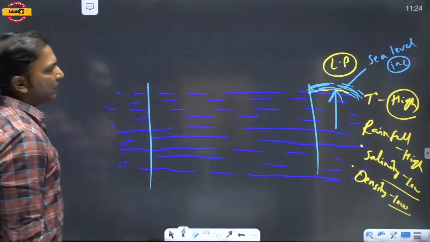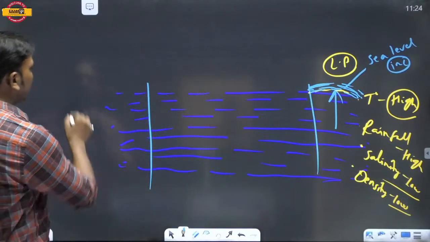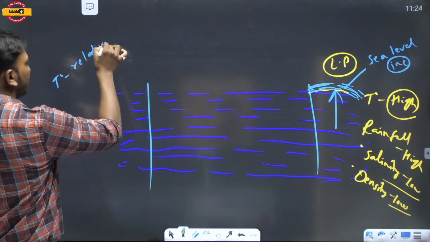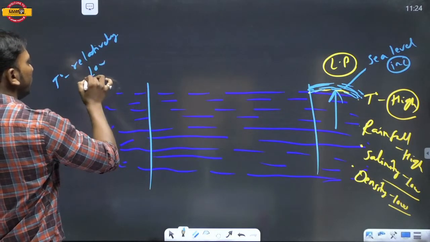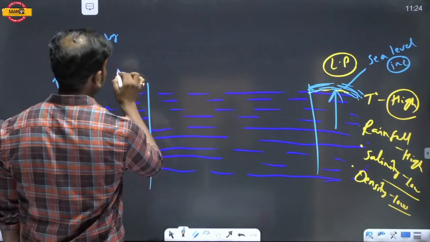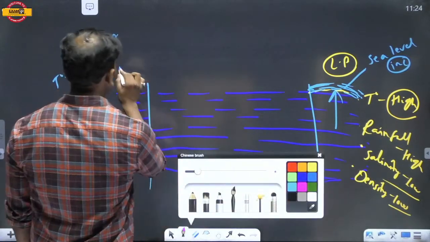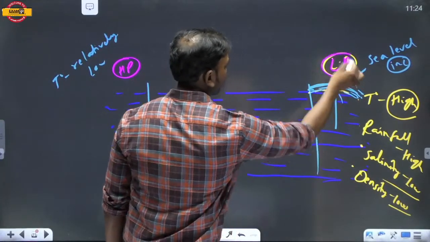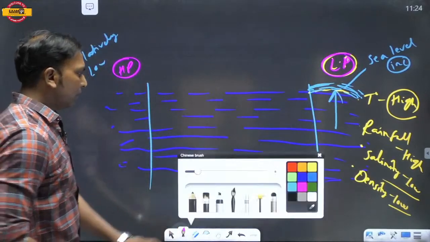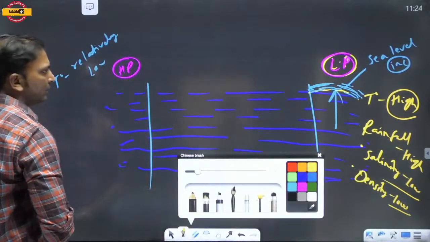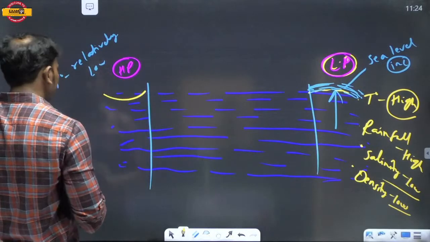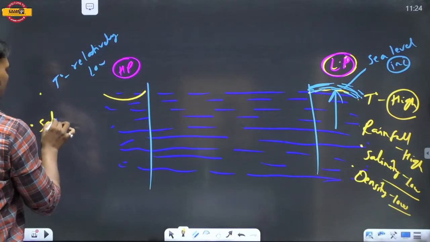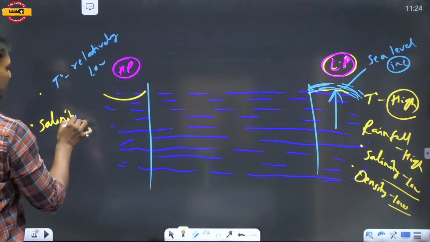Now at the other side, you can see the temperature is relatively low, and so it will create high pressure at this zone. Here it is the low pressure, here it is the high pressure. Then at this side, the temperature is low, pressure is high, and because of the less rainfall, salinity becomes high.